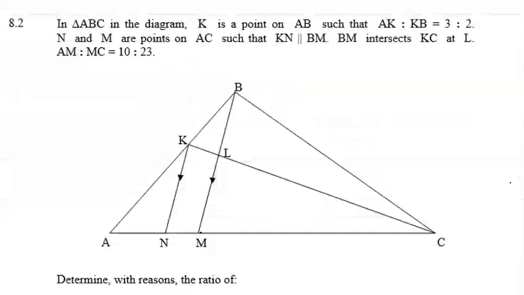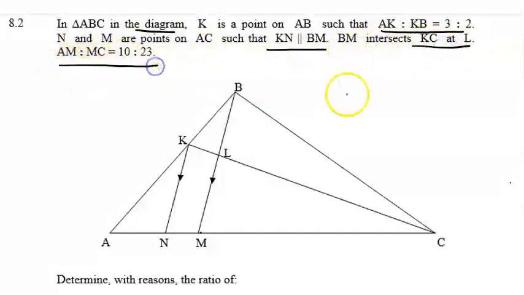So in question 8.2, it reads as follows. In triangle ABC in the diagram, K is a point on AB such that AK is to KB is 3 is to 2. And M and N are points on AC such that KN is parallel to BM, BM intersects KC at L, and AM is to MC is 10 is to 20.